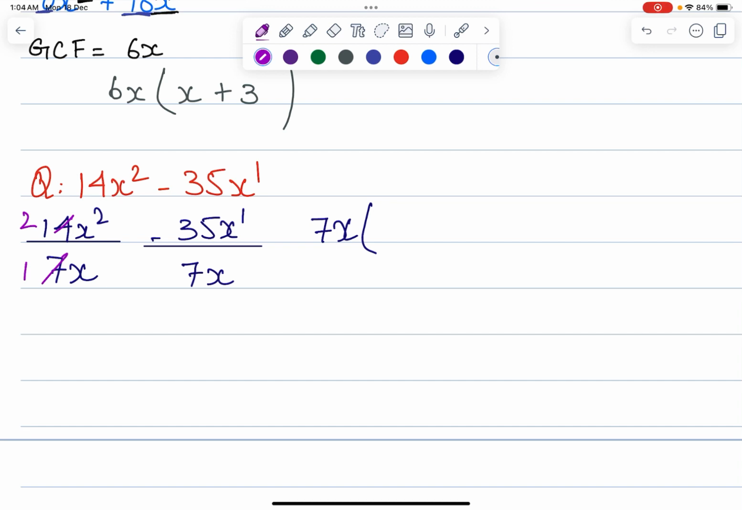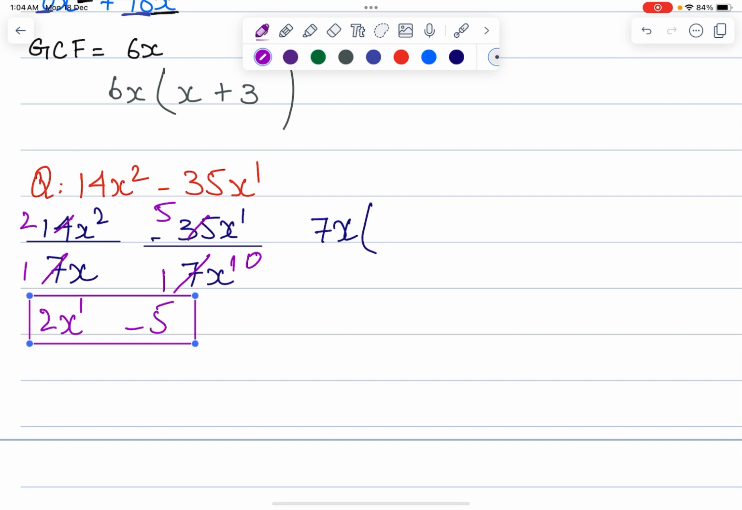So what are you going to be left with? It is going to be 2x. Clear? 2x, x to the power 1. 2 minus 1 is x to the power 1. So 2x from this side, and for the other term, 35 divided by 7 gives 5. 1 minus 1 gives you 0, and anything to the power of 0 is 1 itself. So you are just going to get negative 5. So what is going to be inside your box? It is going to be 2x minus 5.